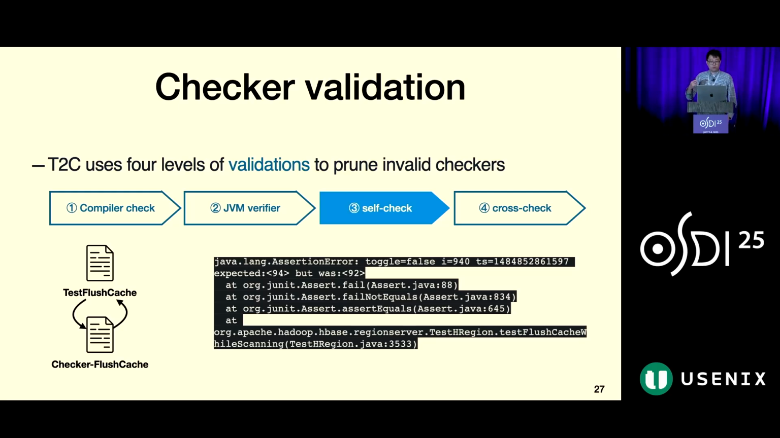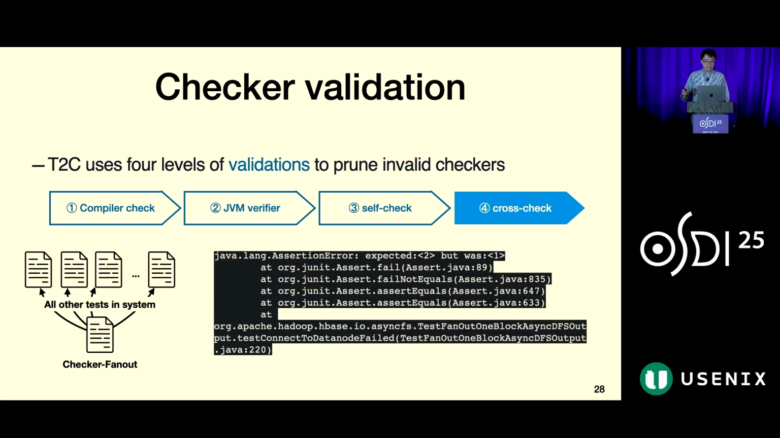The third level is more like an interesting self-validation. Essentially, T2C would replace the original test assertion with the generated checker and rerun the modified test. Failure here would mark the checker invalid. And lastly, T2C cross-validates by simulating a pre-production environment. It runs each checker against workloads from other passing tests, so we can remove those over-generalized checkers.